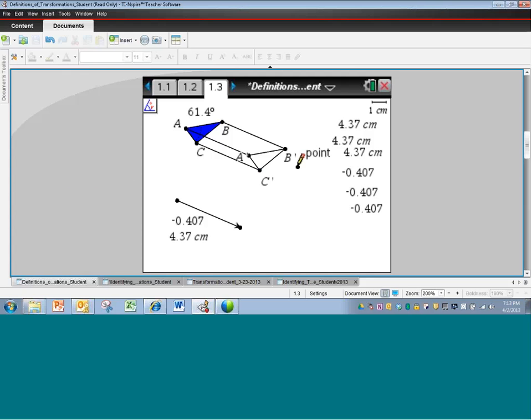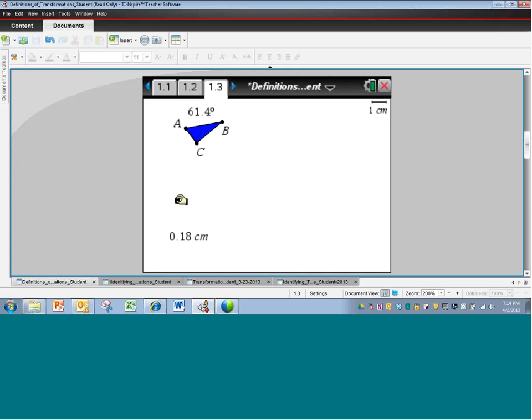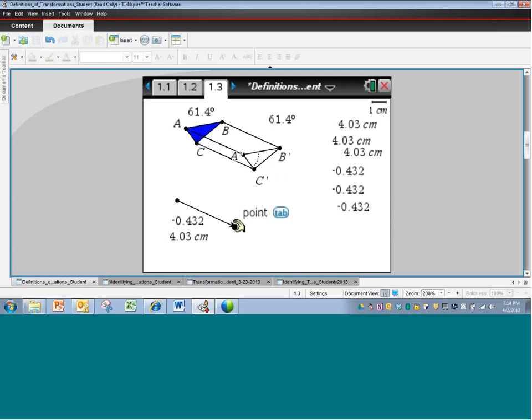So let me continue measuring, and now I'm going to measure that image angle B prime, A prime, C prime. And we see readily that those angles are congruent. We could also measure the length of the sides of the pre-image triangle and the image triangle. Asking our students then, what is true about these two triangles? I don't think it would be too hard for my students to conjecture that the image triangle is indeed congruent to the pre-image triangle.